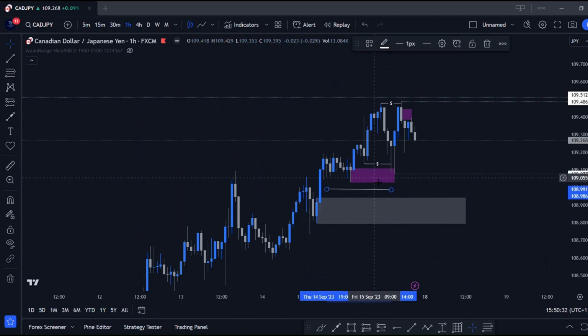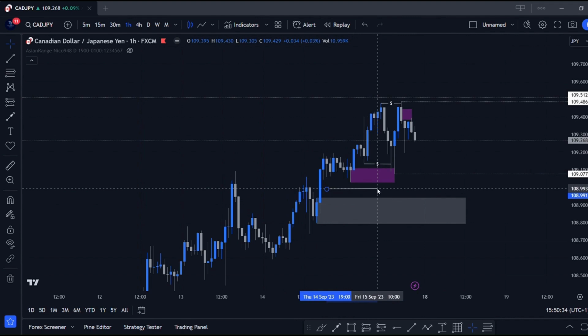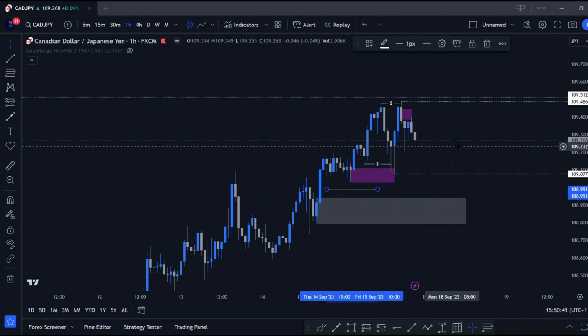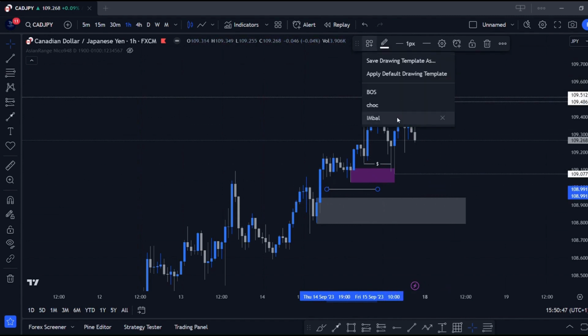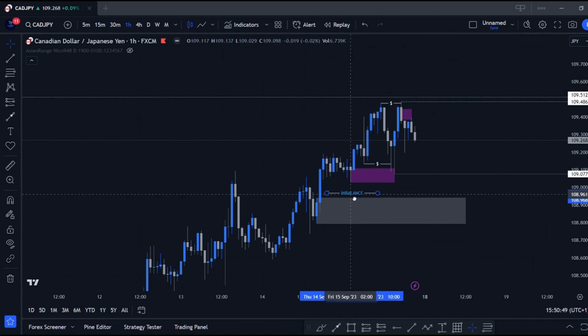So therefore price has to come and accumulate those orders that were left unmitigated before we can see a change in character or a change in market structure and swing points, so the price can push to the upside here. This is my take on CAD on the 1 hour so far.